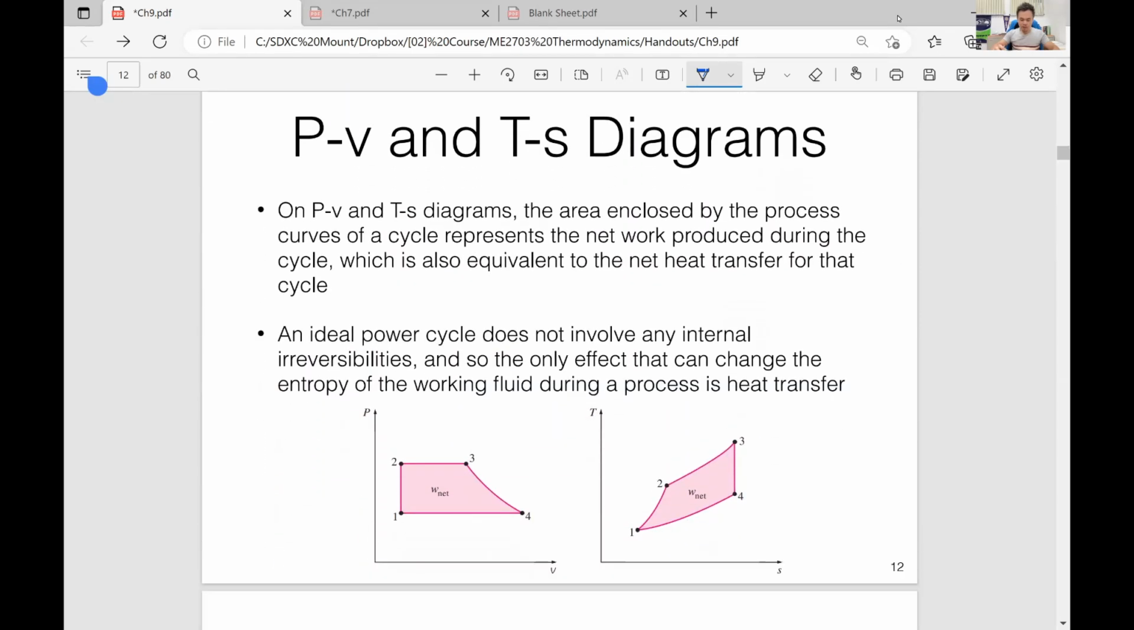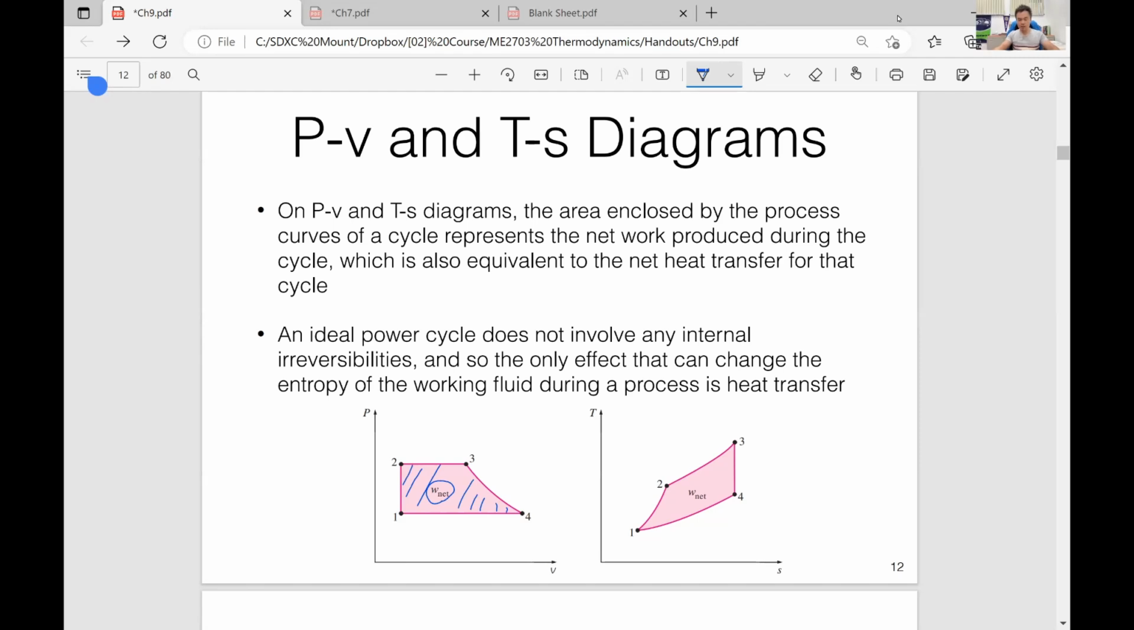All right, then the PV diagram and TS diagram. We know that the area underneath a PV diagram represents the boundary work, right? And the area enclosed by the process curves on a PV diagram represents the net work. So this is the net work.